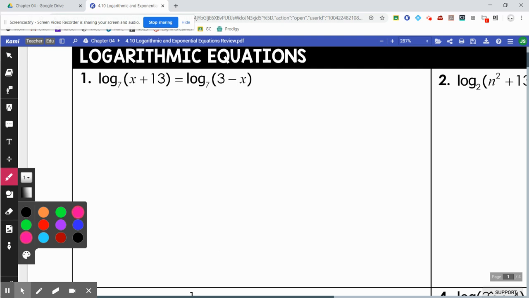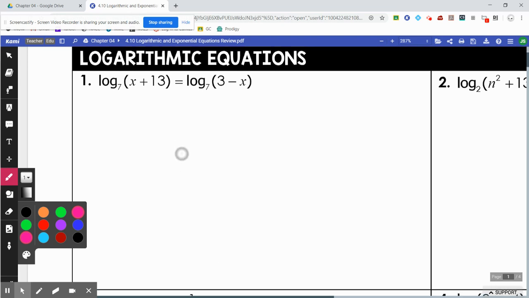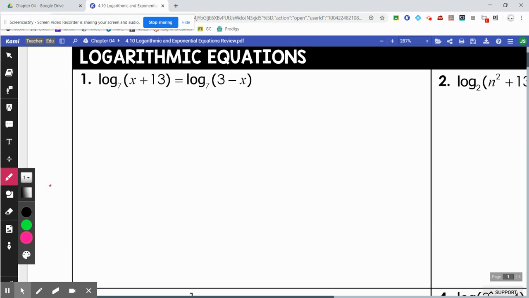Anytime you have a log equal to a log, and they have the same base, again, all you have to do on these is set your arguments equal to each other. You have x plus 13 is equal to 3 minus x. Get all your x's to one side, everything else to the other side, gives you 2x is negative 10, so x must be negative 5. The only thing you have to check is when you plug it back in, is negative 5 an okay answer?